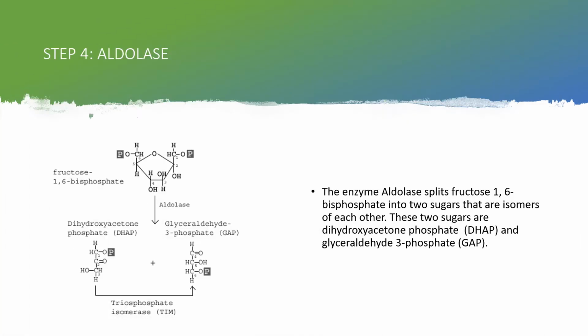Step 4 is the reaction catalyzed by enzyme aldolase. Enzyme aldolase splits the fructose 1,6-bisphosphate into glyceraldehyde 3-phosphate and its isomer, dihydroxyacetone phosphate.